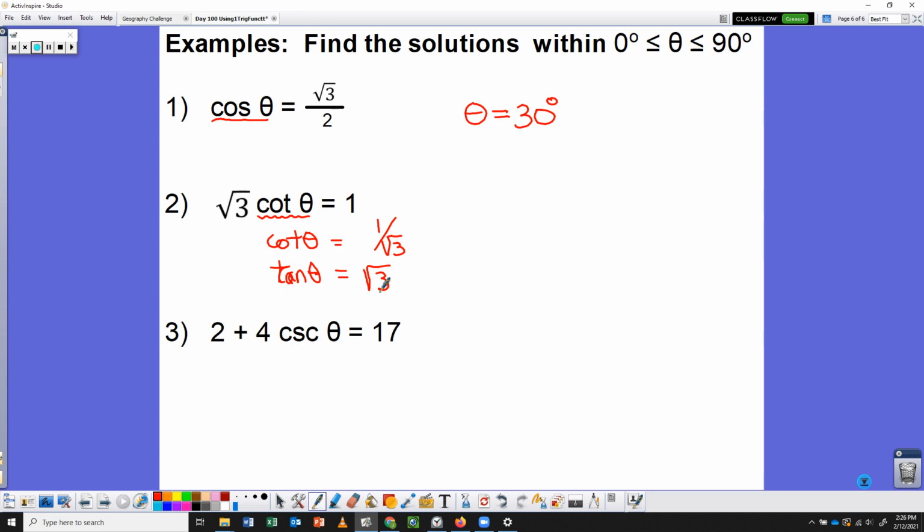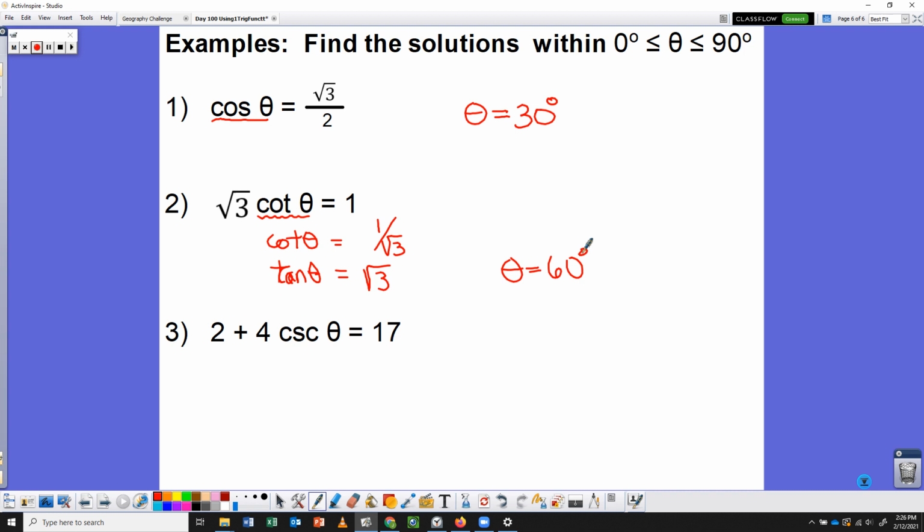The angle whose tangent is radical 3 is 60 degrees. So theta equals 60 degrees. If you didn't know that, you could hit second tangent and put in radical 3, and the calculator would tell you what that angle is. As long as you're in degree mode, you'll get your answer in degrees.